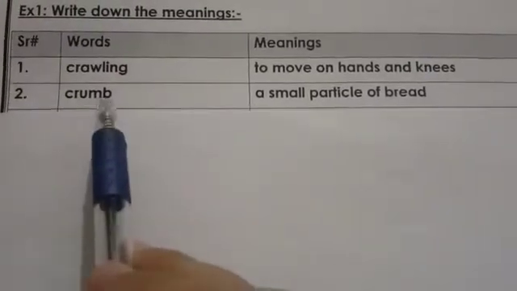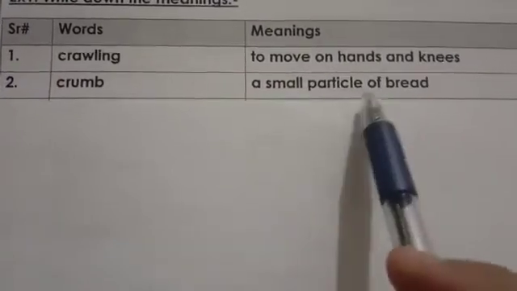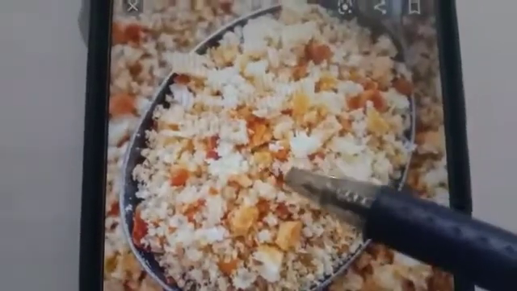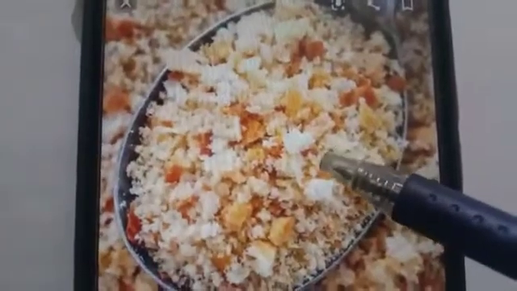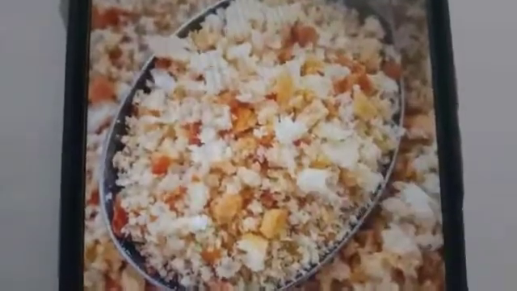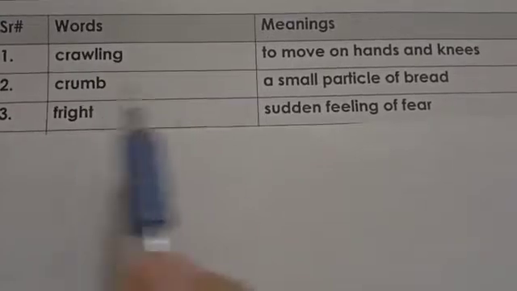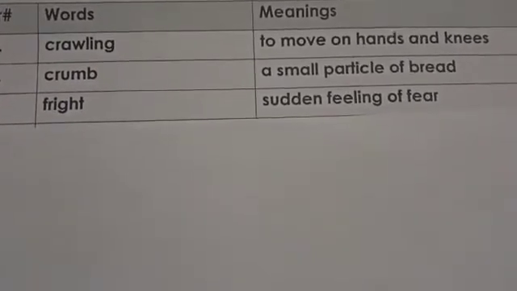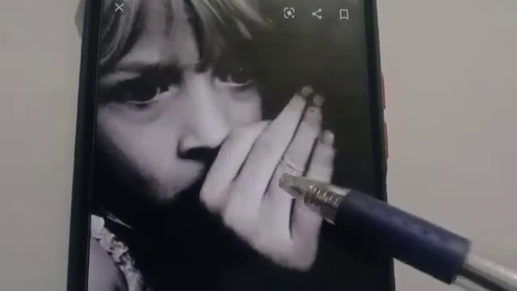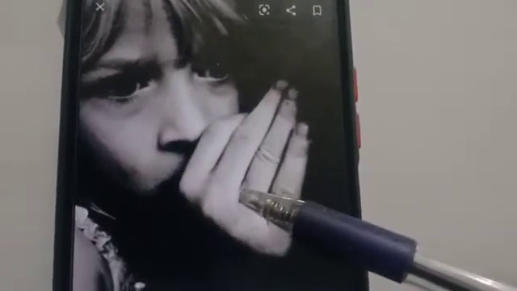Then your second word is crumb. Crumb is a small particle of bread, means a small piece of bread. Now look here in this picture, it's a bread crumb. Okay, these are the small pieces from bread. Then you will write your third word, that is fright. Fright is a sudden feeling of fear. Now you have to look here in this picture. The girl is in fright, means she is suddenly scared by something. Okay, look here. She is frightened or she is in fright.